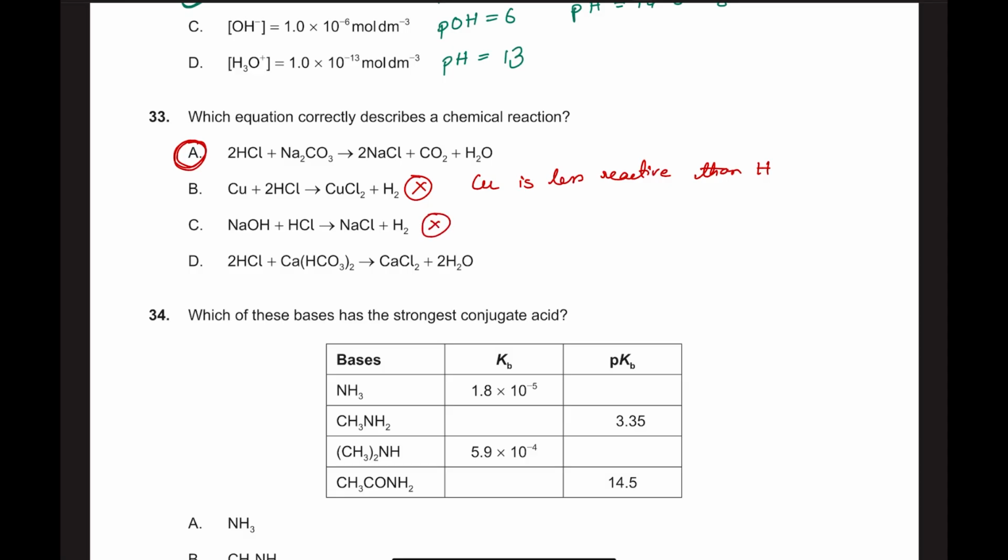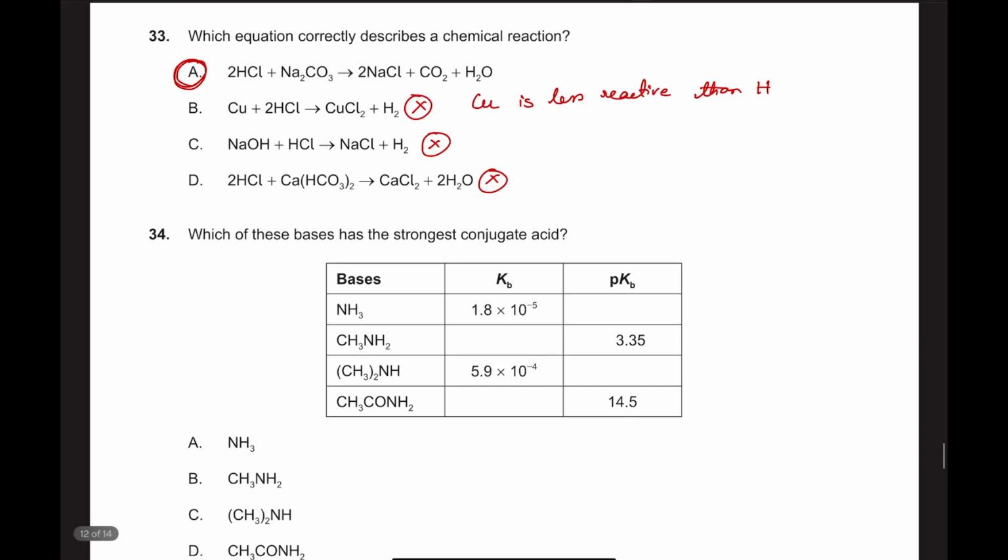Last one, 2HCl plus Ca(HCO3)2 gives CaCl2 plus H2O. This is also wrong because they are missing carbon dioxide, right? There should be a plus 2CO2. So for 33, the answer should be A.